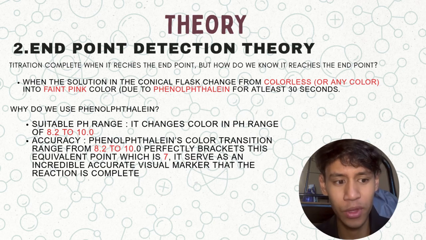So why do we use phenolphthalein? Because it has a suitable pH range, changing color in the pH range between 8.2 to 10. It is also accurate, as phenolphthalein's color transition range from 8.2 to 10 perfectly brackets this equivalence point, and it serves as an incredibly accurate visual marker that the reaction is complete.